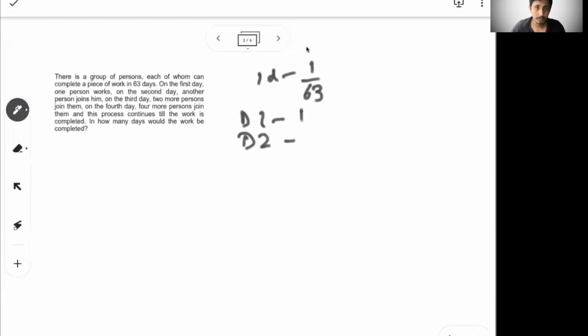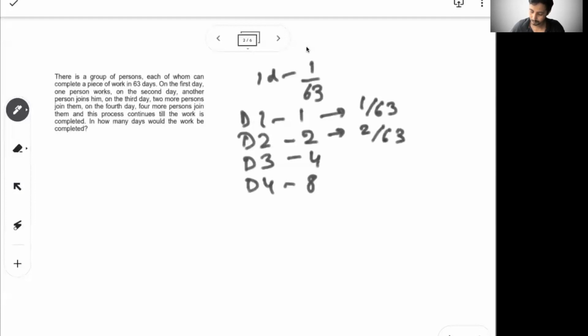In day two, another person joins, so 2 persons. On day 3, 2 more persons join, so day 3 has 4 persons. Day 4 has 8 persons, and similarly it goes on. So in the first day, the work done is 1 by 63. Second day, the work done is 2 by 63, because each person does 1 by 63 in a day. Day 3, the work done is 4 by 63. Day 4, the work done is 8 by 63.